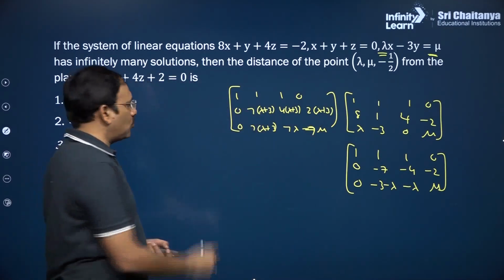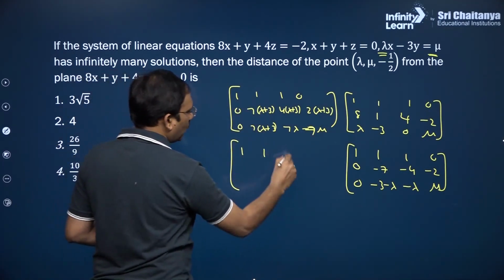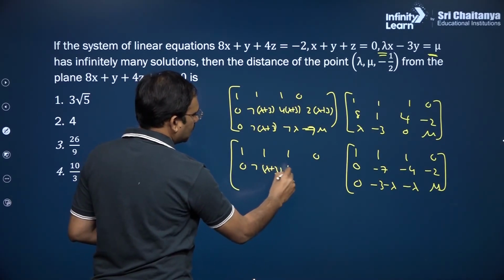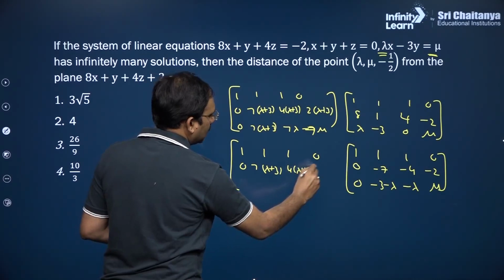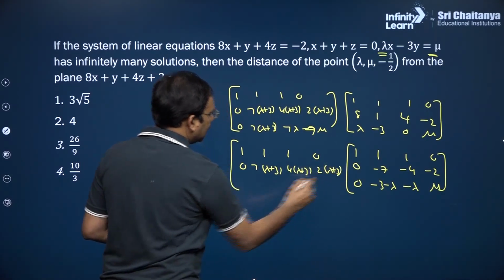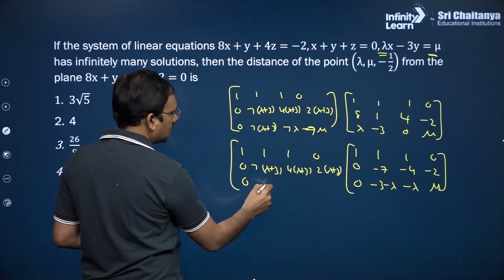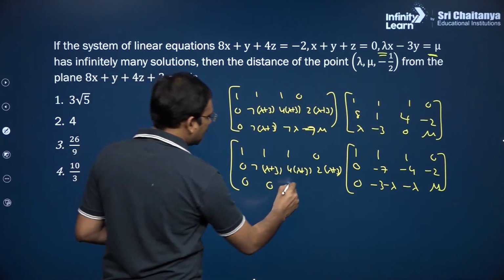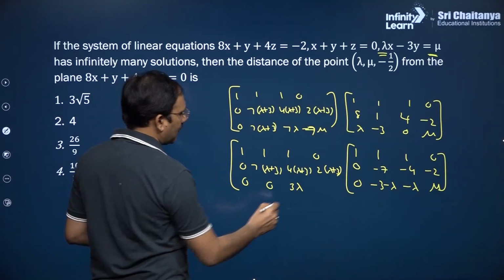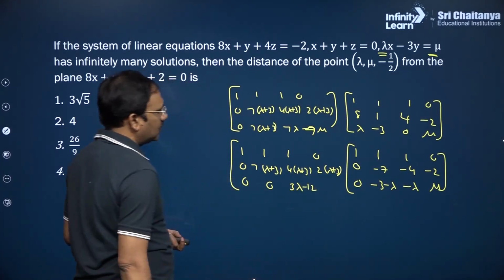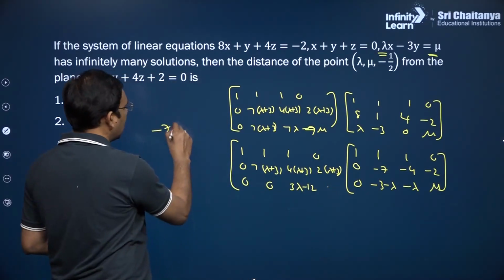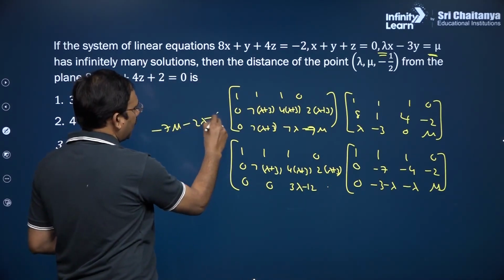Now subtract R2 minus R3, this is going to be 1 1 1 0, 0 7 into lambda plus 3, this is 4 into lambda plus 3, this is 2 into lambda plus 3. Now 0, this is again 0, here you subtract, my dear friends, 7 lambda minus 4 lambda is 3 lambda minus 12, whereas minus 7 mu, this is going to be minus 7 mu minus 2 lambda minus 6.